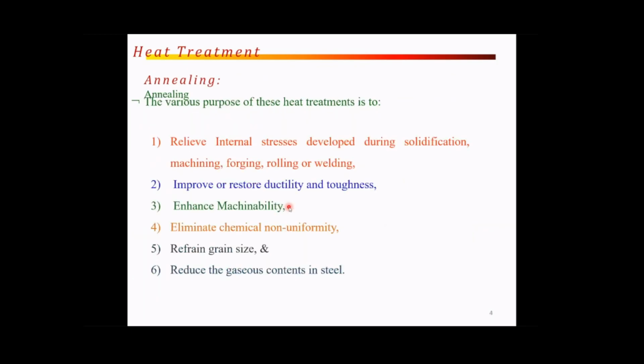The purpose of the annealing process is to relieve the internal stresses developed during solidification, machining, forging, rolling, or welding, to improve or restore ductility and toughness, and to enhance machinability. Applications of annealing are the heat treatment of gears, rail wheels, and different rail track materials. These are all the applications of annealing.